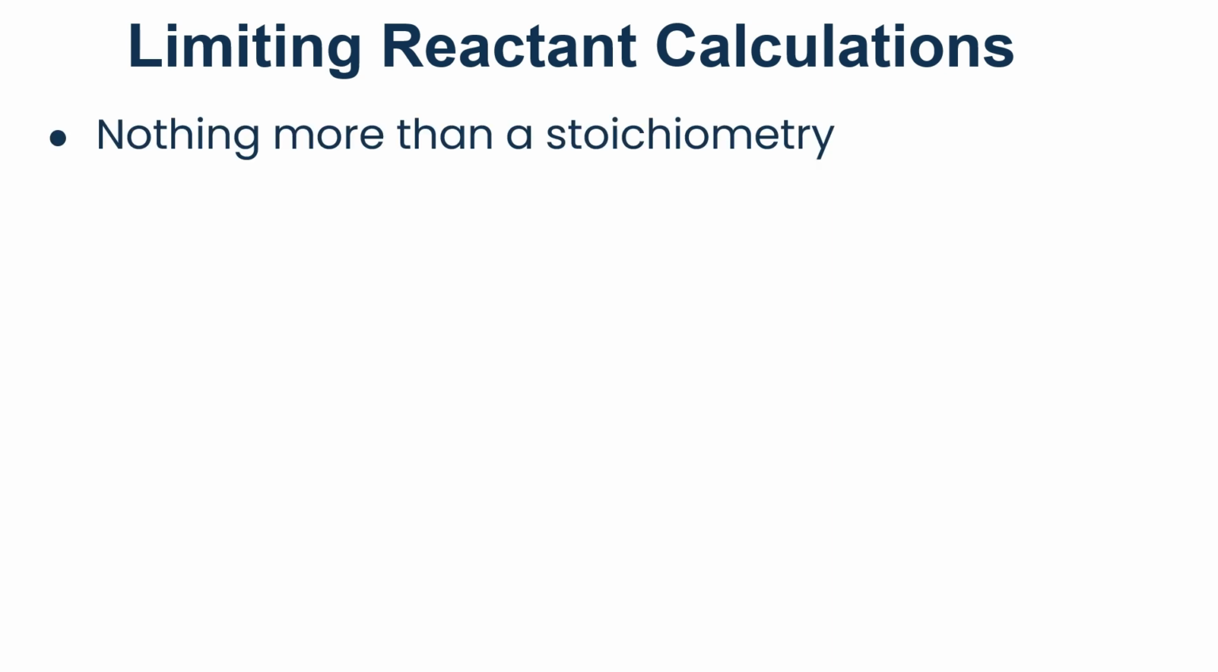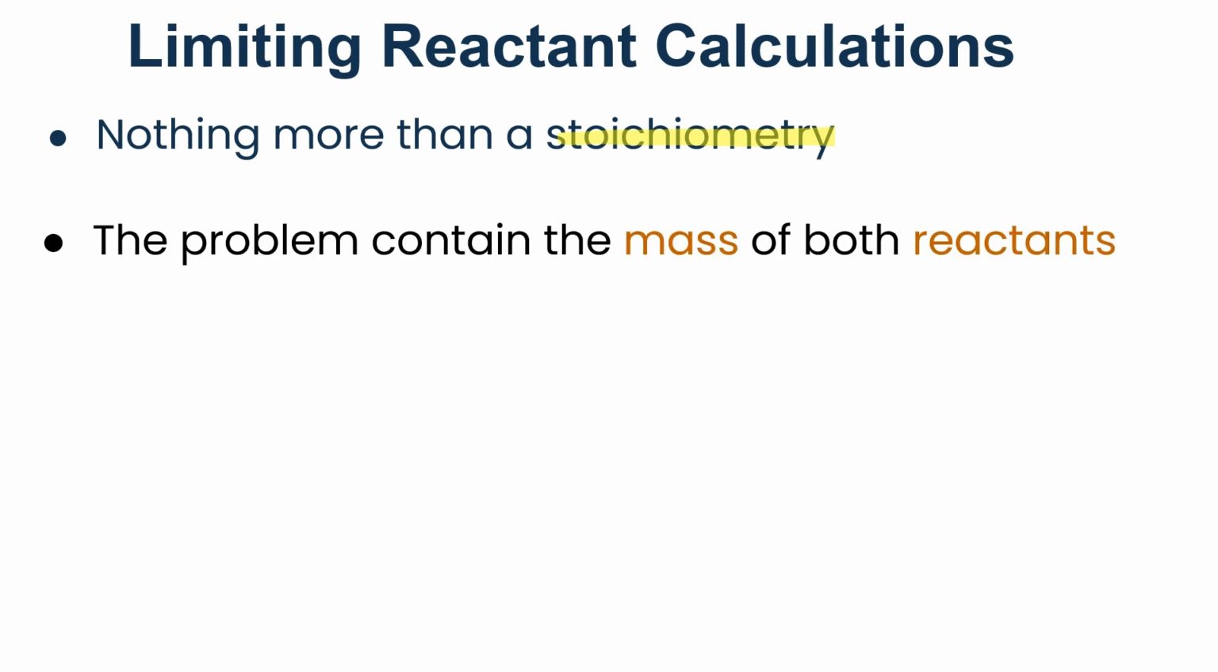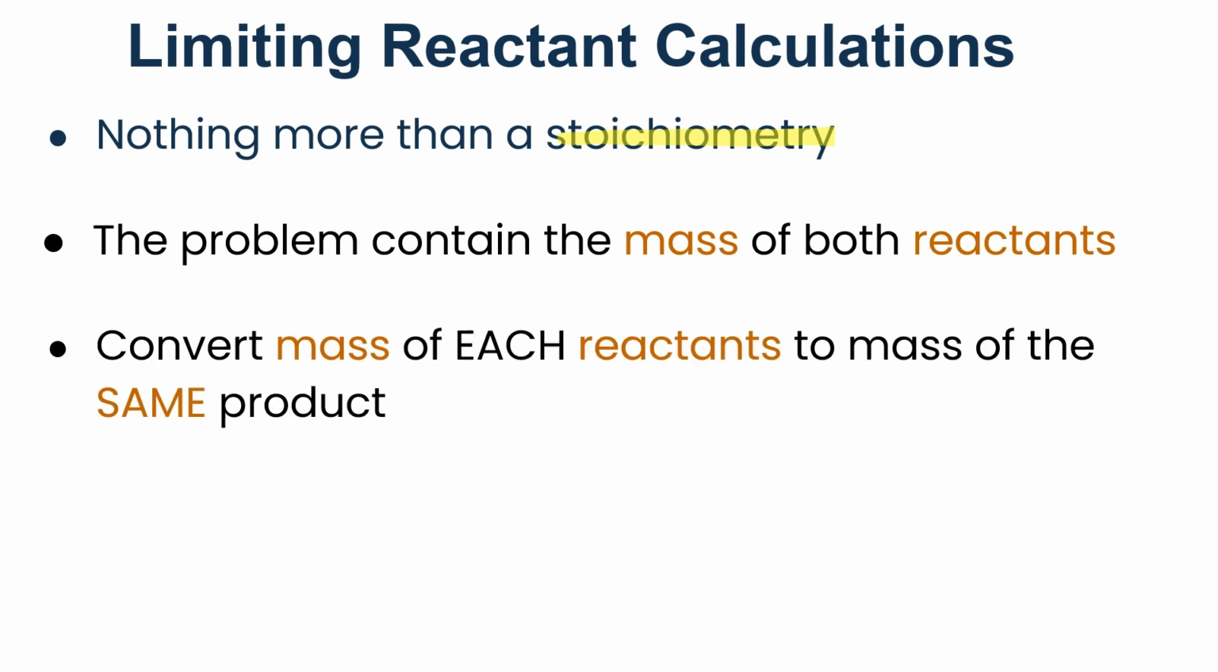When you do these calculations, you need to remember it's nothing more than a stoichiometry problem. You're just doing stoichiometry. You're just solving from one thing to another. The problem is going to usually contain the mass of both reactants because you need to figure out which one is actually going to run out first. You're going to convert the mass of each of the reactants to the mass of the same product. If you're not calculating for the same product, you're not going to get a good idea of how much you're going to make.